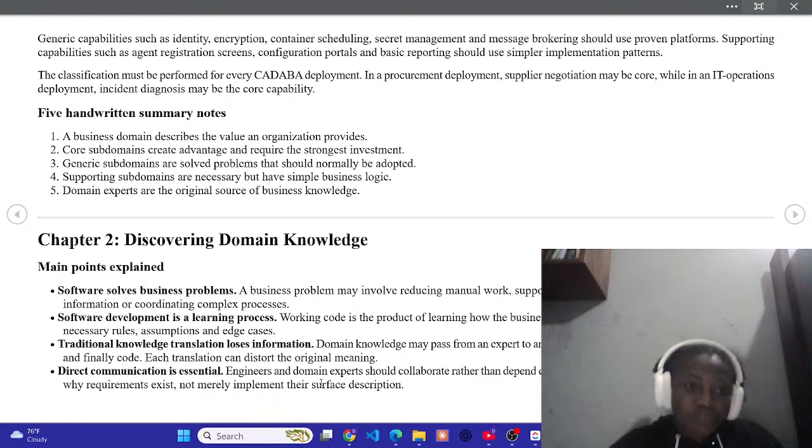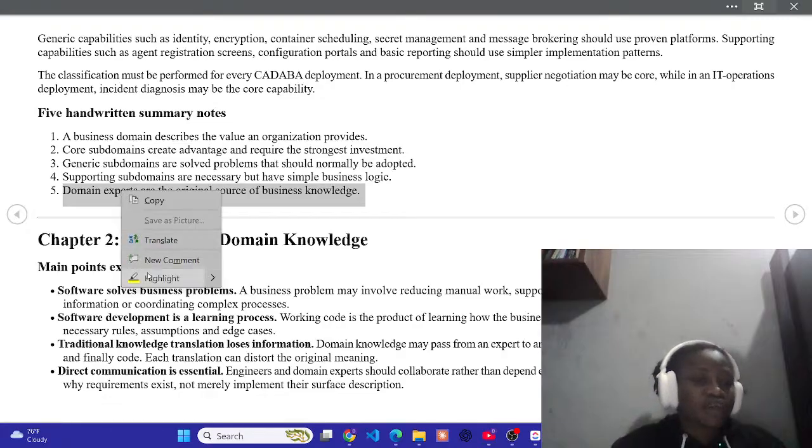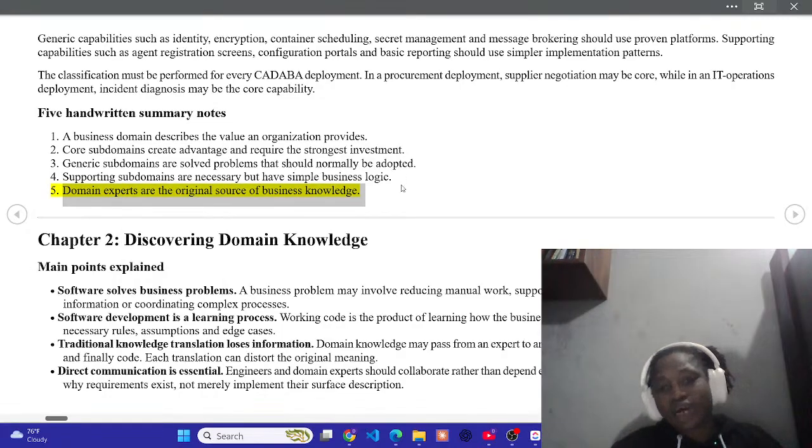Okay. Domain experts are the original source of business knowledge. Very, very important. That is the most important point I got from this chapter. So you can't know everything, and then you can't study everything to know everything. Because we are human beings, and we can forget most of these things.